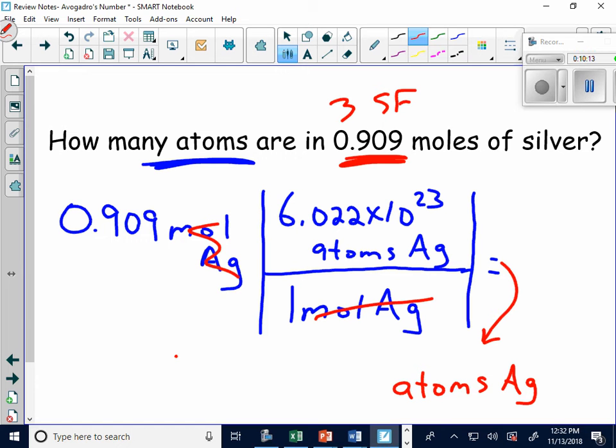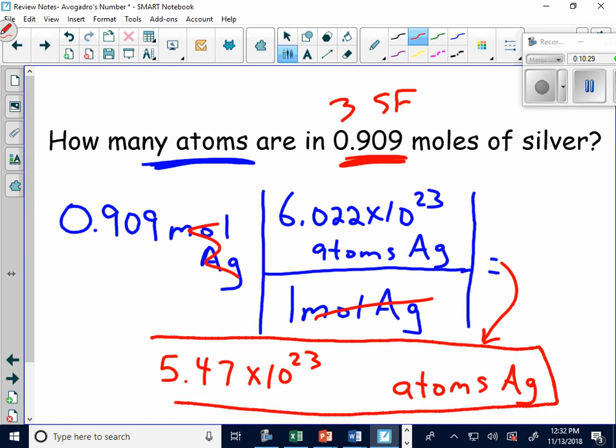My answer then will be 5.47 times 10 to the 23rd atoms of silver. Once again, I box it so Mr. Braun knows where my answer is. Okay, 5.47 times 10 to the 23rd atoms of silver, and that is equal to 0.909 moles.